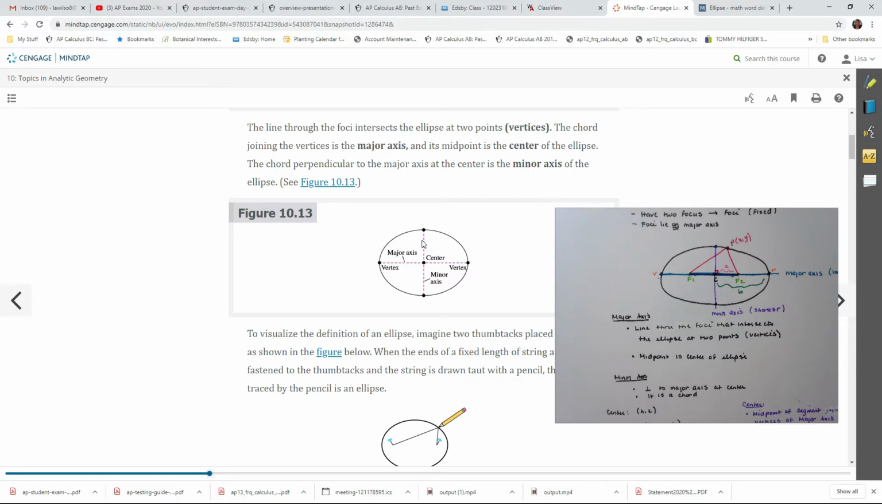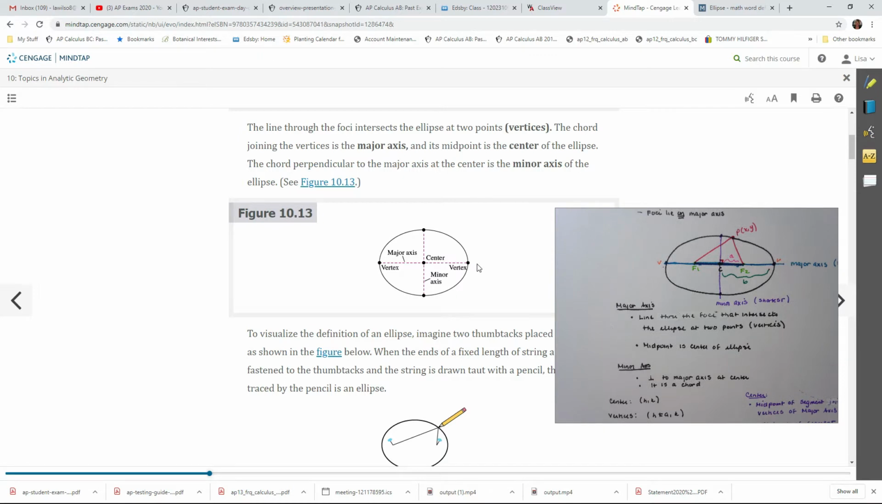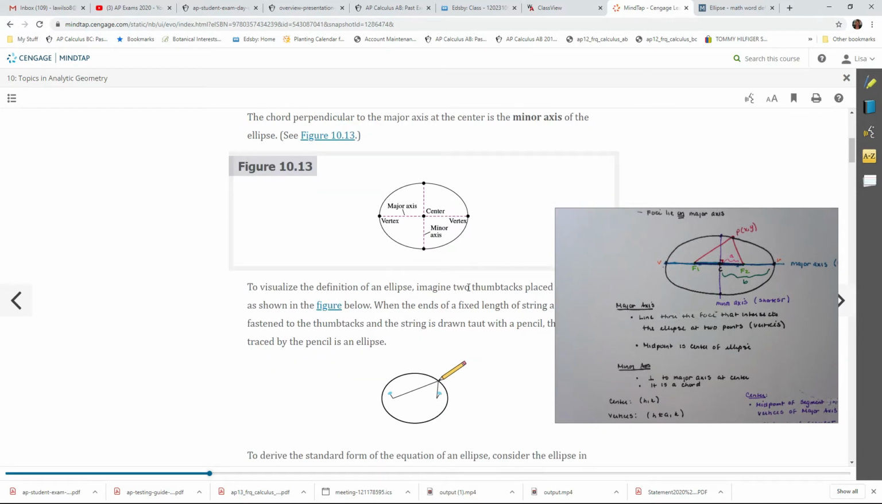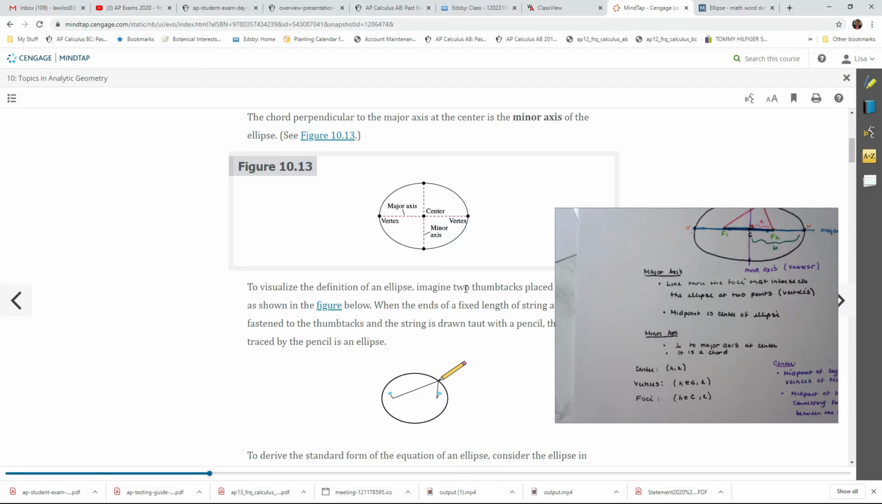Likewise, the minor axis also passes through the center and intersects the ellipse at 2 points. Those are also called vertices. The difference is in the length. The minor axis is smaller than the major axis, and the minor axis is always perpendicular at the center. It's a chord, if you remember your definitions from geometry. A chord is just a segment that touches 2 points on the circle. And it doesn't go through, generally, the center, except for the diameter. But this is not a circle.